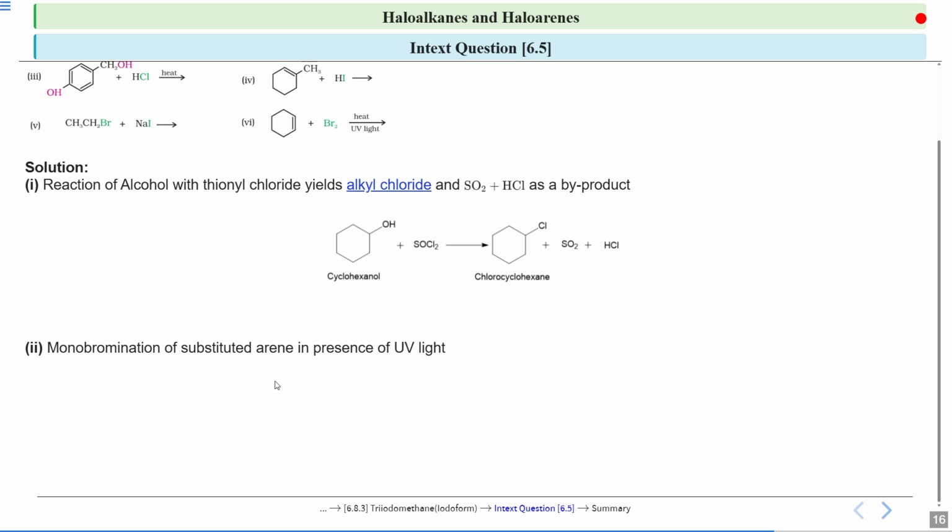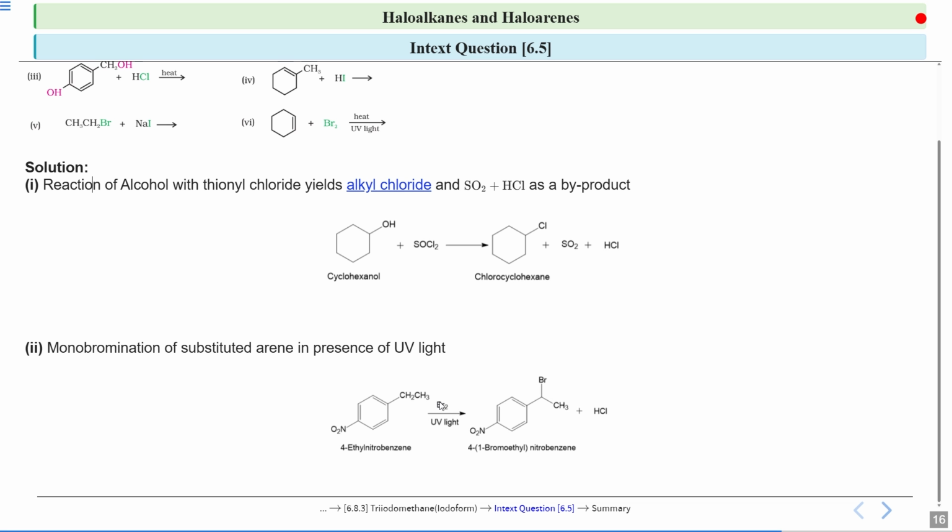Now the second reaction is the monobromination of a substituted arene in the presence of UV light. So what will happen? You have this 4-ethyl nitrobenzene. That means at the fourth position we have the ethyl group, CH2CH3. At the first position we have the nitro group, which is an electron withdrawing group, and we have the benzene ring. Now when you are doing halogenation of this 4-ethyl nitrobenzene in the presence of UV light, what will happen?